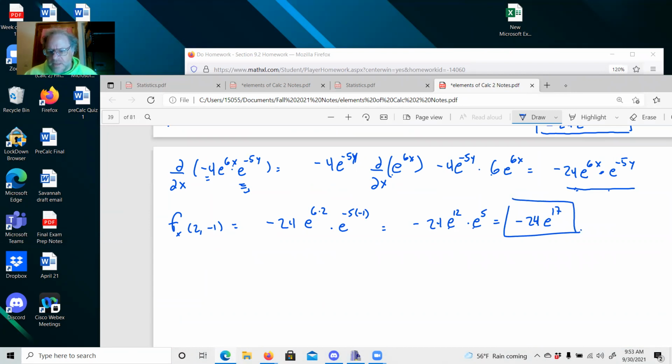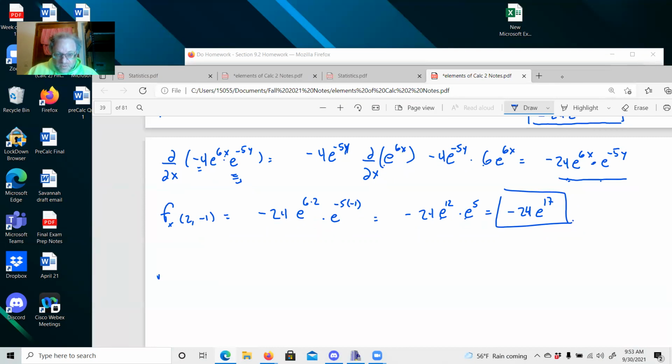All right. So we're going to type that in. And then what do we have to do as well? We had to do y. So what is f_y? Of negative 4 e to the 6x minus 5y. Same idea. Okay, negative 4 e to the 6x times e to the negative 5y.